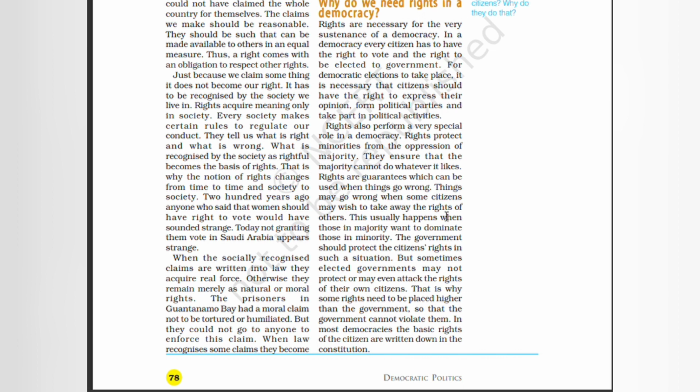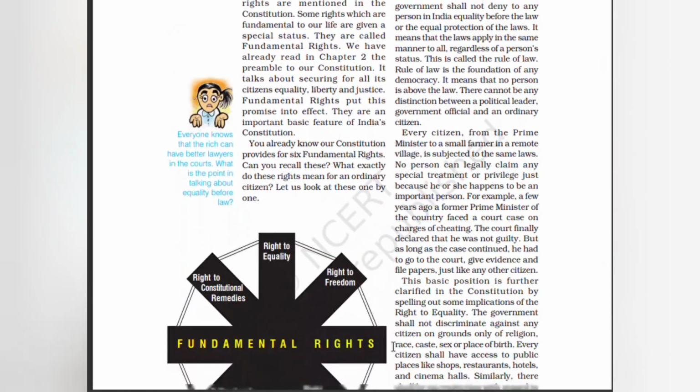This usually happens when the majority wants to dominate those in minority. The government should protect the citizens' rights in such a situation. But sometimes elected governments may not protect or may even attack the rights of their own citizens. That is why some rights need to be placed higher than the government so that the government cannot violate them. In most democracies, the basic rights of the citizen are written down in the constitution.